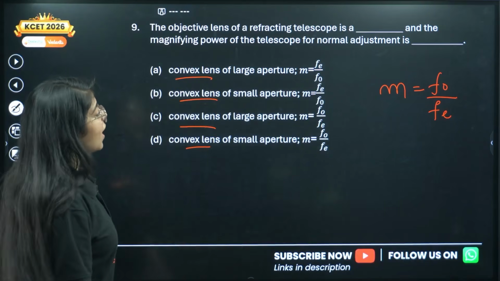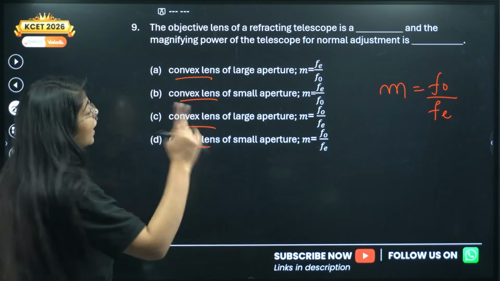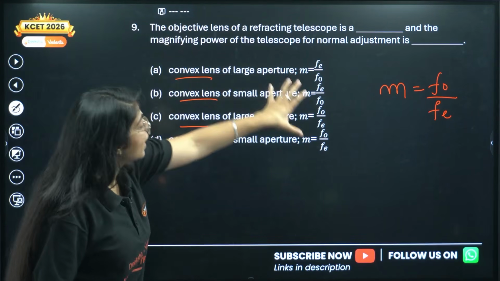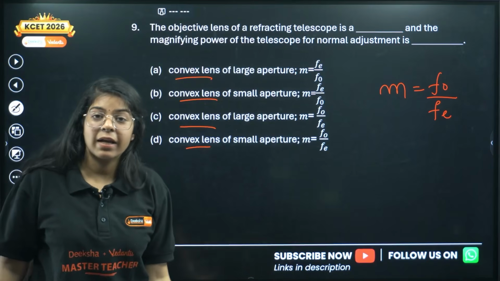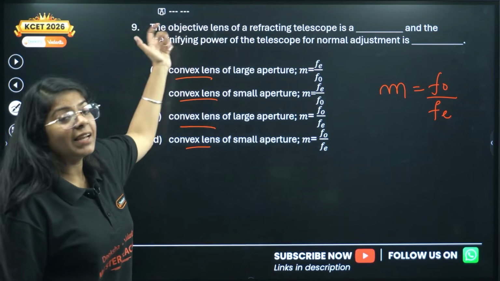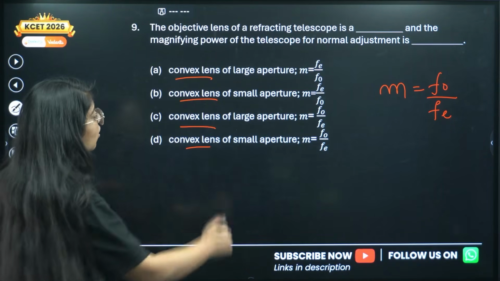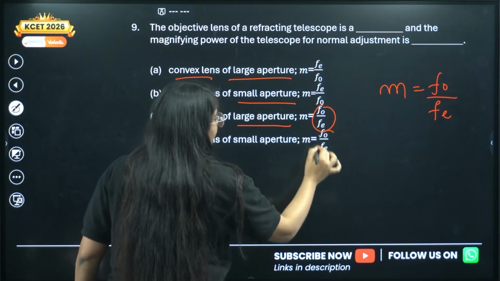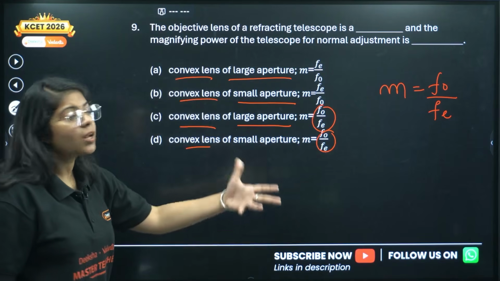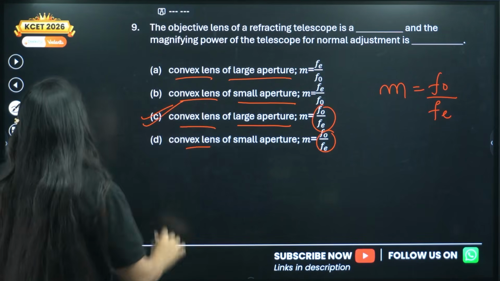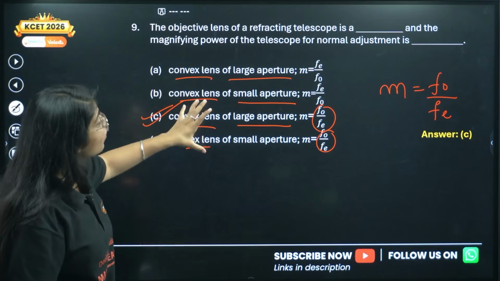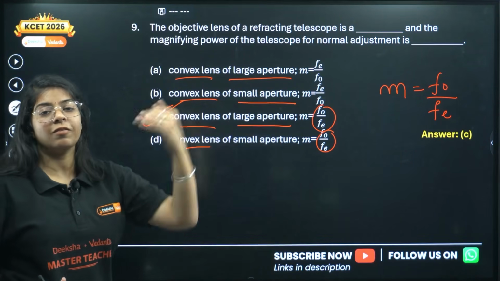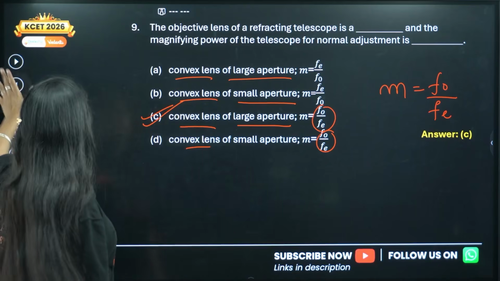So our correct option will be, and for normal adjustment, the telescope objective has large aperture, correct? The objective lens has larger aperture, so make sure to look at these values as well, because these are the same, correct? So the correct option will be option number C, that is convex lens of large aperture having magnifying power FO divided by FE, correct?